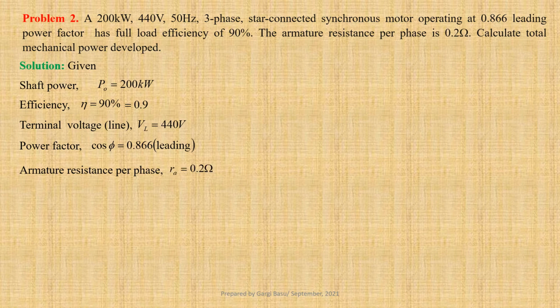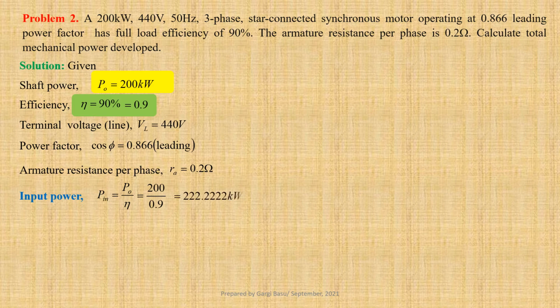Let us now determine input power. Pin equals PO divided by eta. Using values we get 200 divided by 0.9, that gives us 222.2222 kilowatts, or 222.2222 into 10 to the power 3 watts.